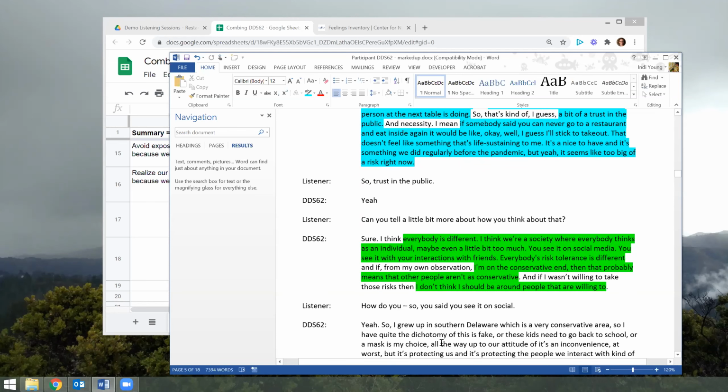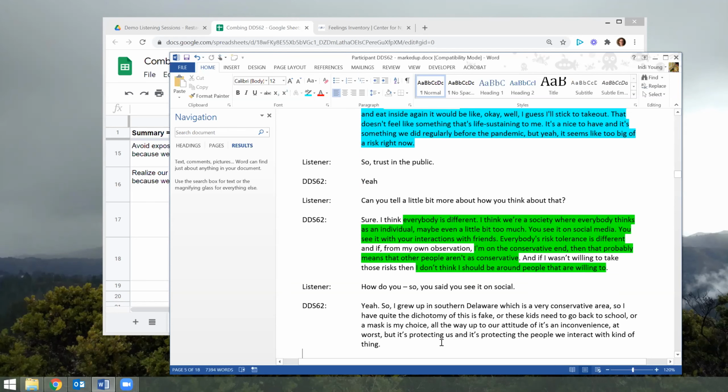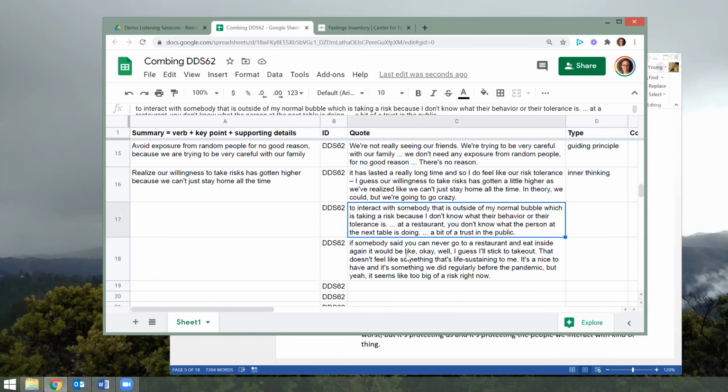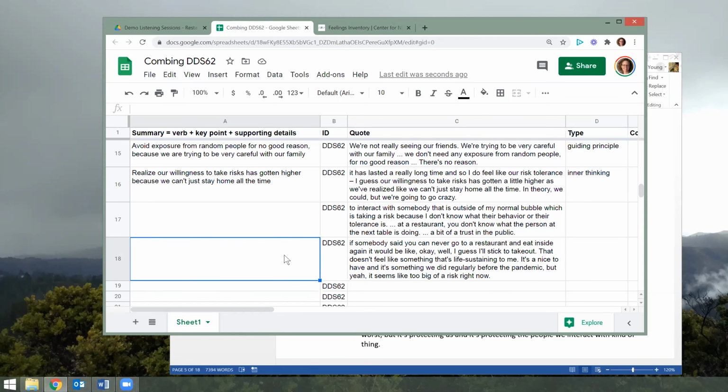Everybody's different in a society where everybody thinks as an individual. Everybody's risk tolerance is different. I'm conservative. That means others aren't as conservative with their risk tolerance. So I don't think I should be around people that are willing to. How does that impact these two rows? It's kind of related to this one. I think I'll go ahead and summarize this one because it kind of sticks out by itself.